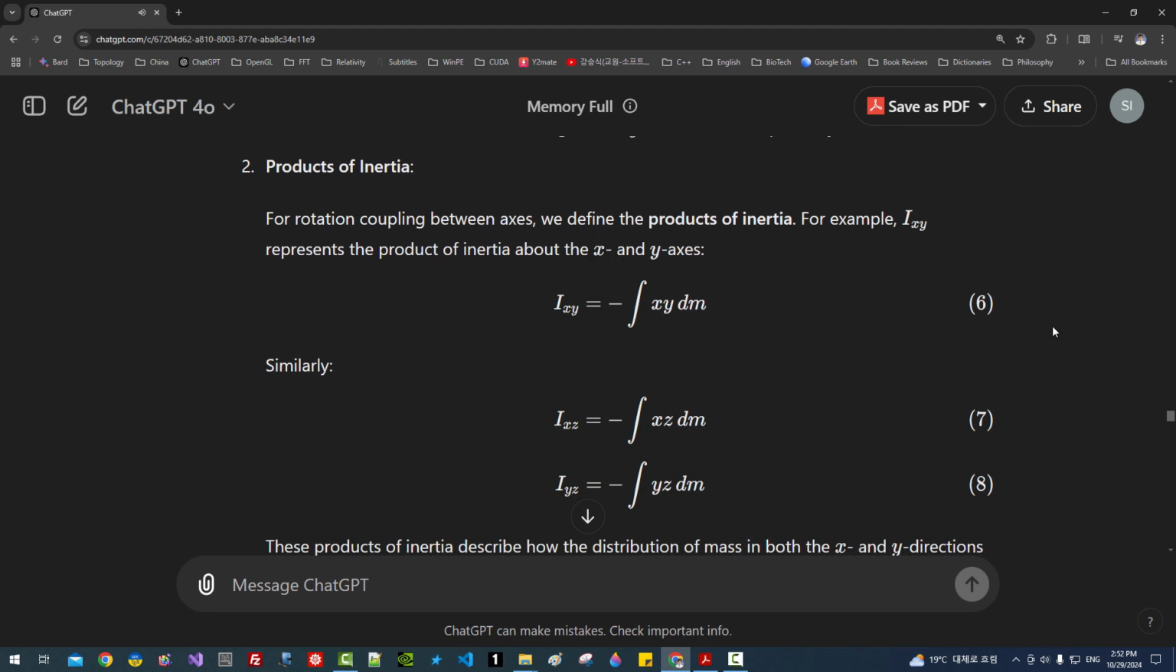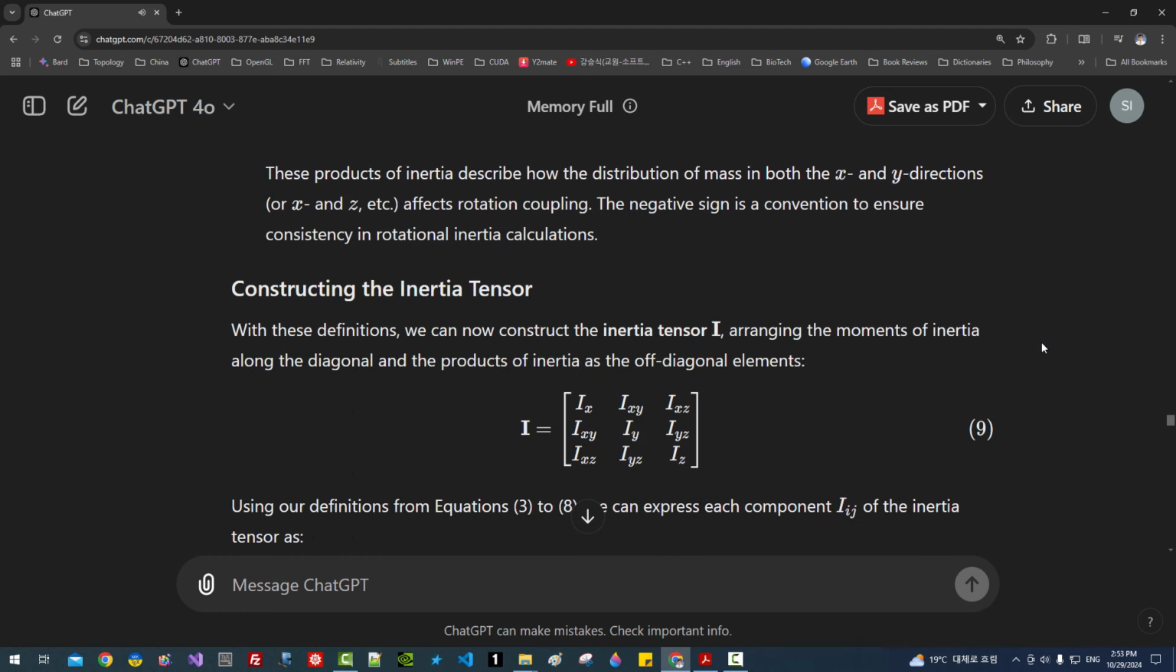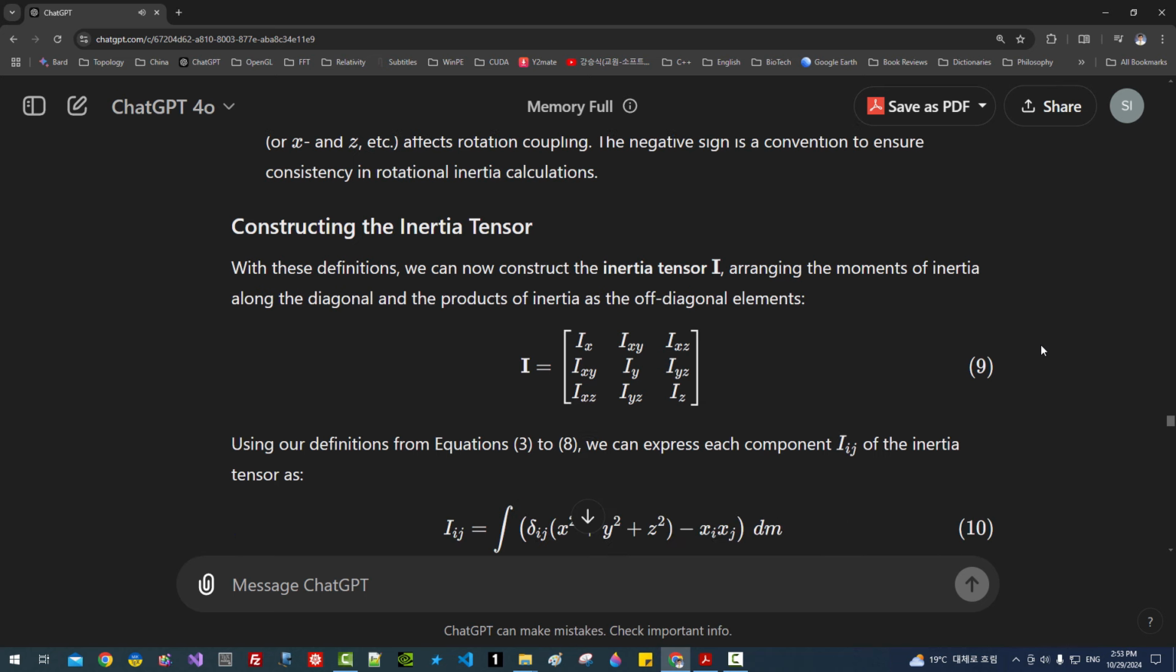2. Products of inertia. For rotation coupling between axes, we define the products of inertia. For example, I_xy represents the product of inertia about the x and y axes. I_xy equals minus the integral of xy dm. Similarly, I_xz equals minus the integral of xz dm, and I_yz equals minus the integral of yz dm. These products of inertia describe how the distribution of mass in both the x and y directions, or x and z, etc., affects rotation coupling. The negative sign is a convention to ensure consistency in rotational inertia calculations.